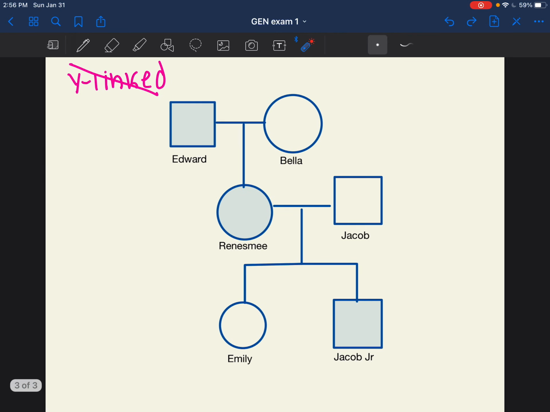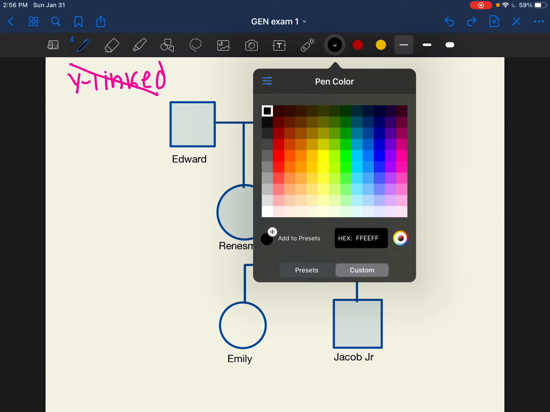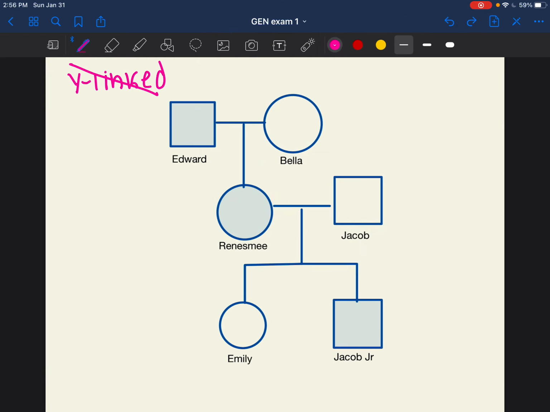So I'm just going to go through real quick why that would not work. Just bear with me a second. So it would work here in the first generation because Edward is a male and he has the Y chromosome, and we're going to do big B for blood-sucking. So he would display the trait and Bella would not.